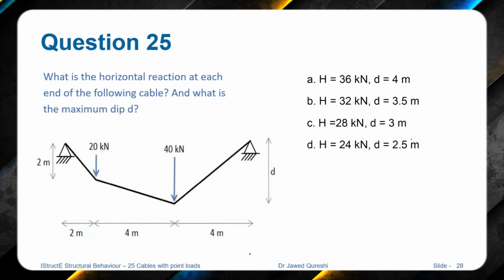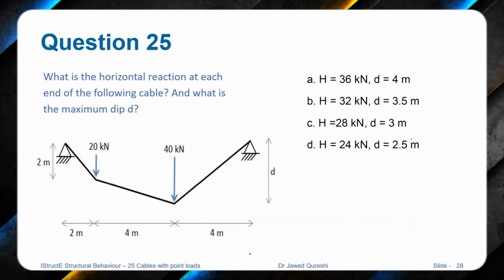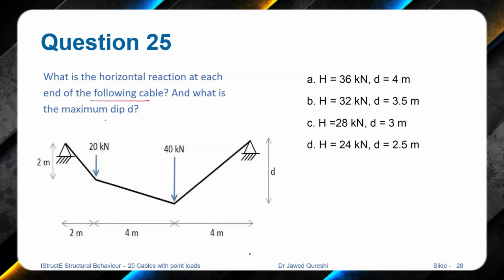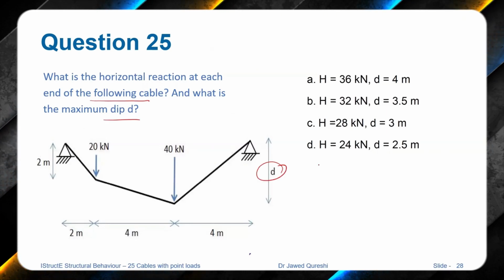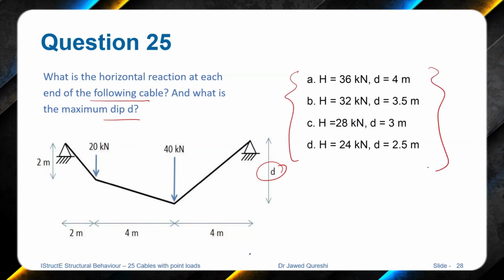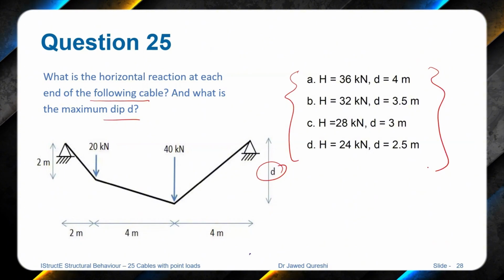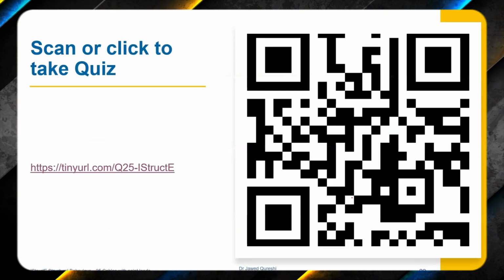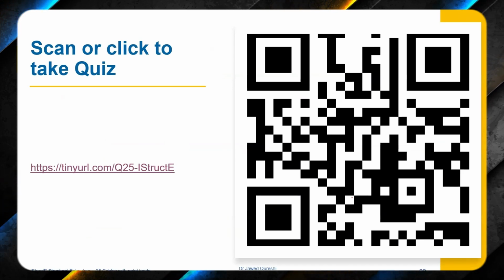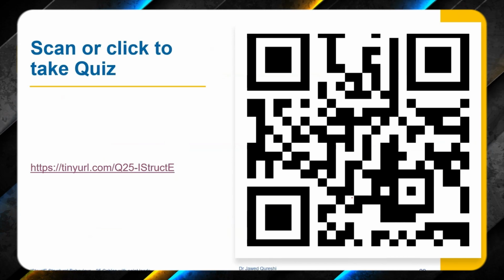And then I will move to the IStructE question. Here we have to determine the horizontal reaction at each end of the cable and what is the maximum dip D. And there are 4 options to choose from. I suggest that you try this question first by going to this URL or scan this barcode before watching the solution. So pause this video now and try this question first.